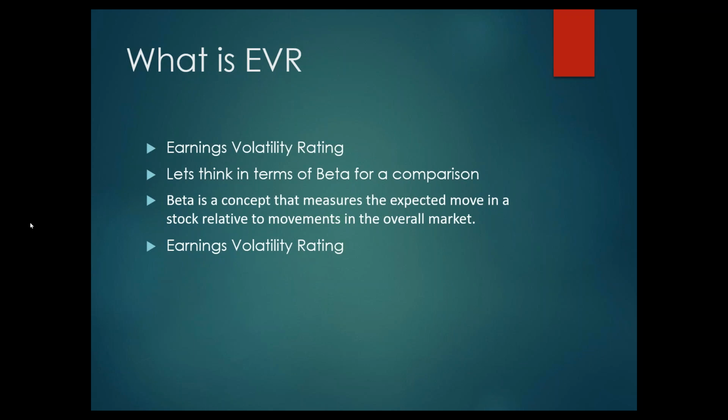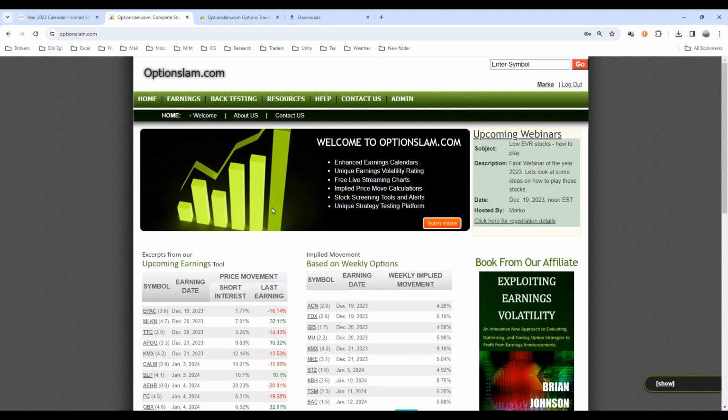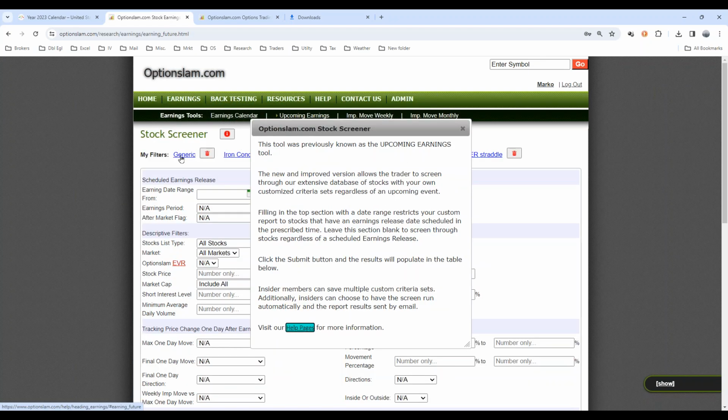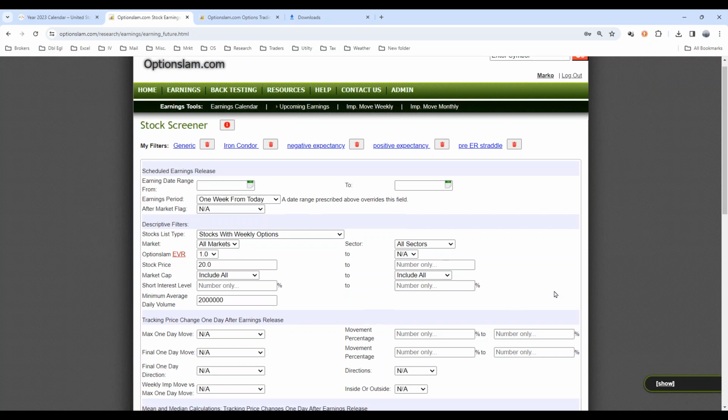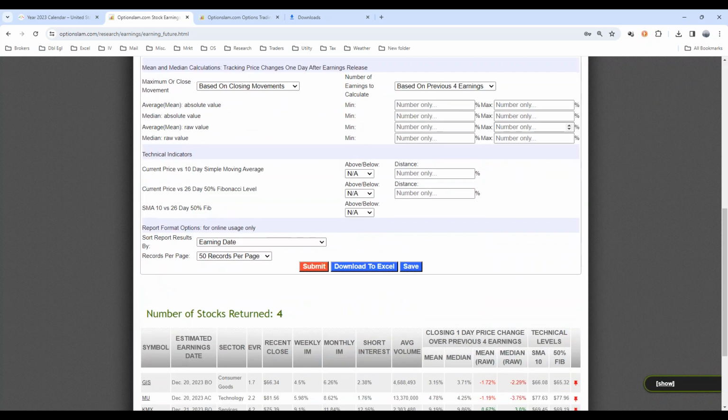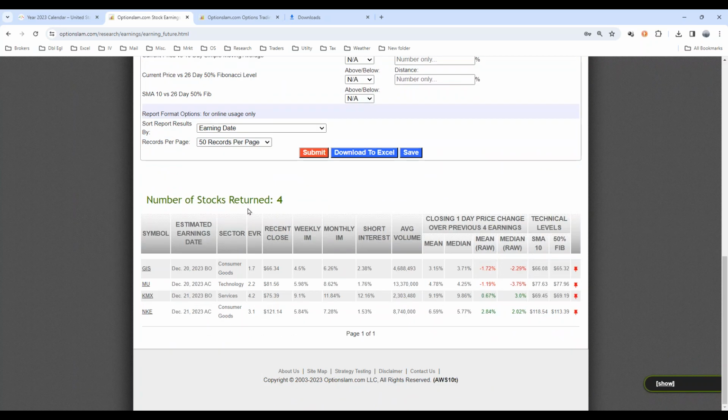So let's jump over to optionslam.com and let's go over to the stock screener. And let's use my generic screener. In the last webinar, I laid out the exact parameters of my generic screener. They're all right here. I spelled them out right in the PowerPoint. And when I run the generic screener today, we're in kind of a slow season and we only get 4 stocks. Why are we talking about low EVR stocks?